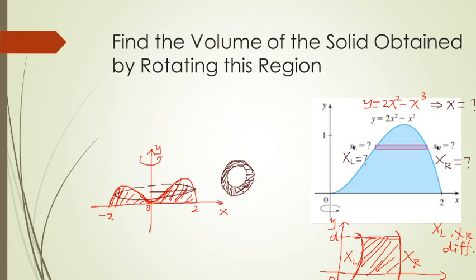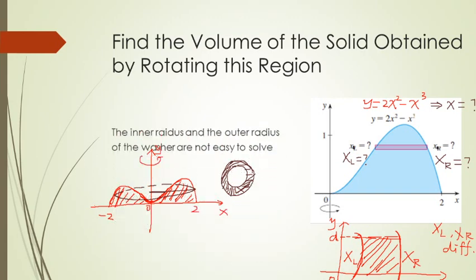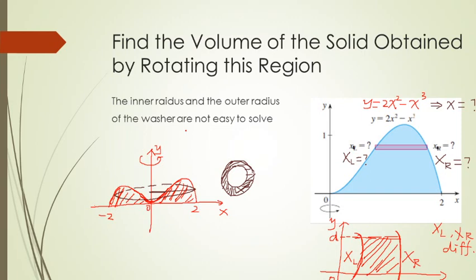So it looks like the washer method could not work in an easy way for this problem of finding the volume of the solid rotating about the y-axis. Why? Because the inner and outer radius of the washer are not easy to solve. To solve this kind of problem, we are going to give a more general description of the problem, and then we will solve this specific one later.